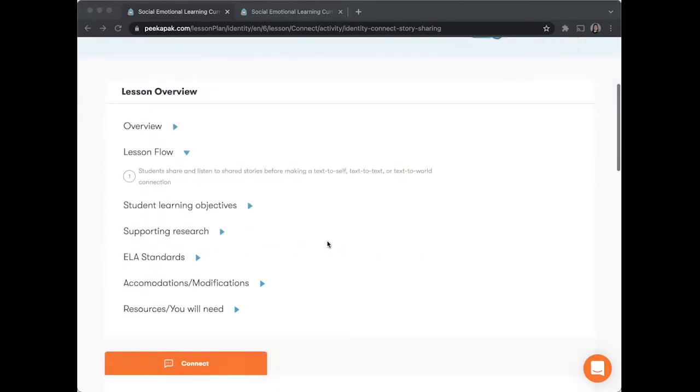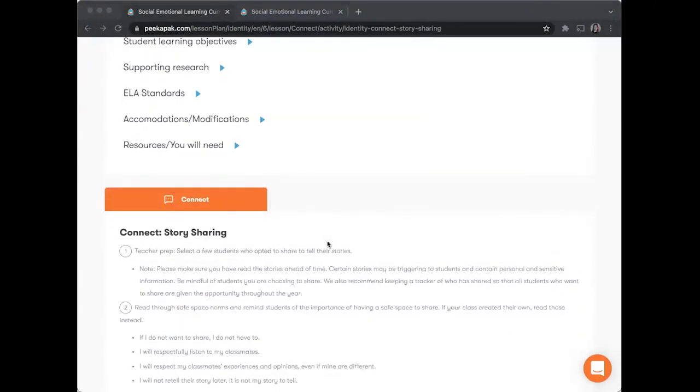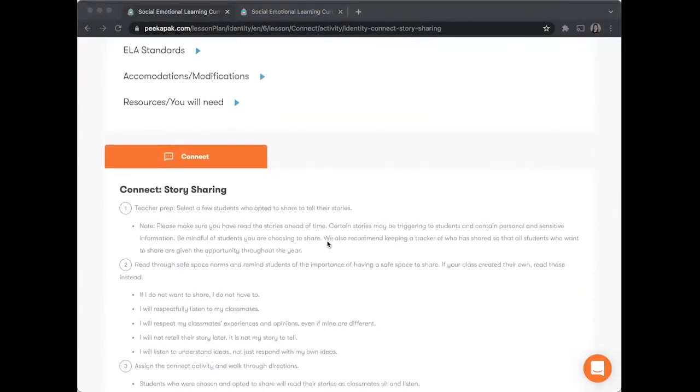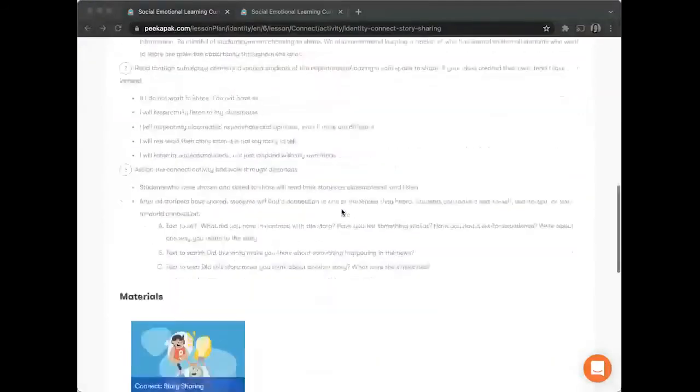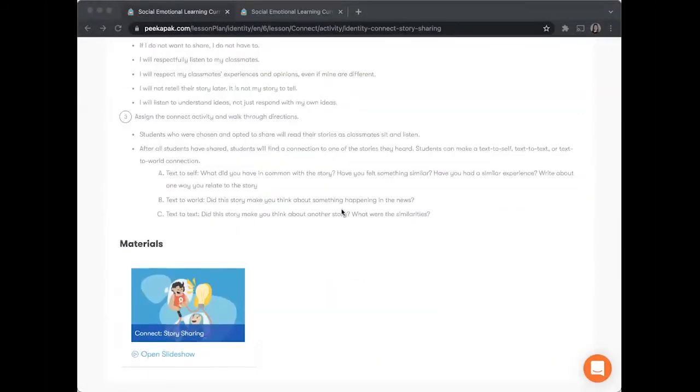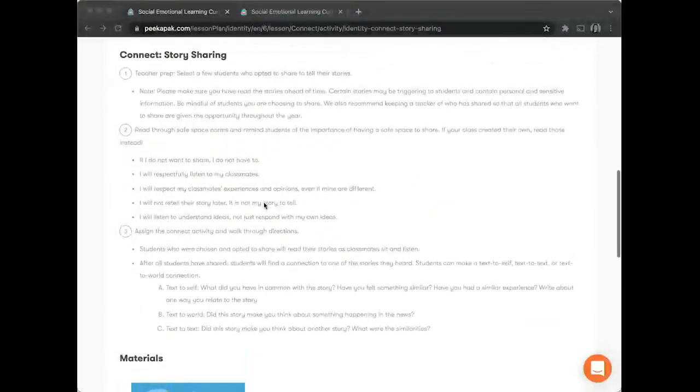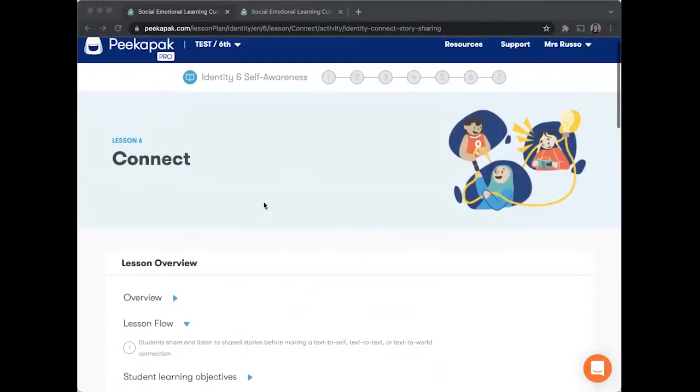And the class will go over those safe space norms that we discussed in unit 0 and the importance of listening to other people's stories and withholding judgment, but finding connections and empathy. And then students will listen to a couple different stories from their peers, and they will be asked to make some text-to-text, text-to-world, text-to-self connections with other students' stories. And so that's lesson 6, where we're connecting to others, especially others in our own classroom.